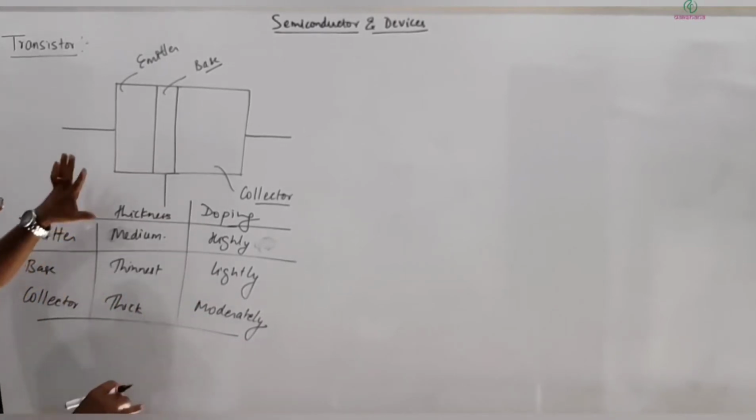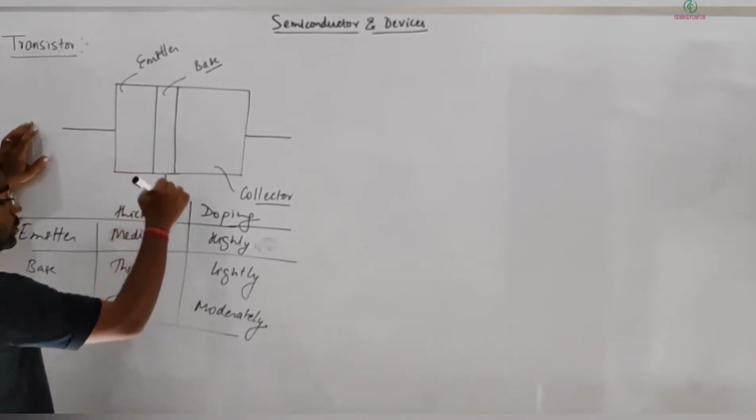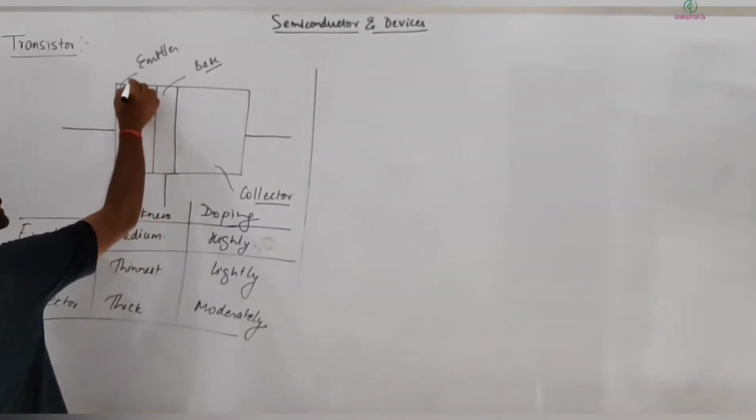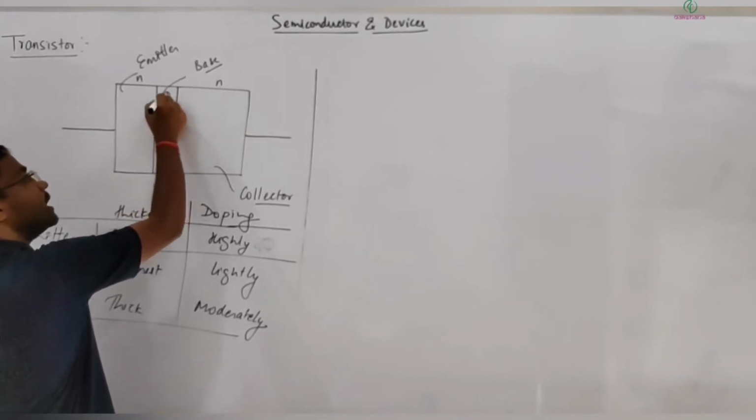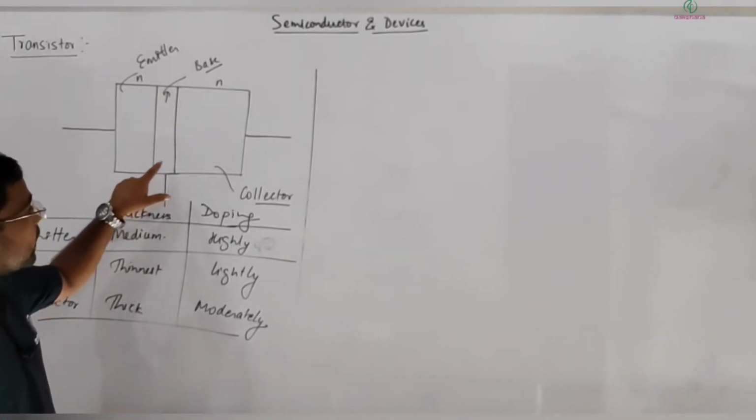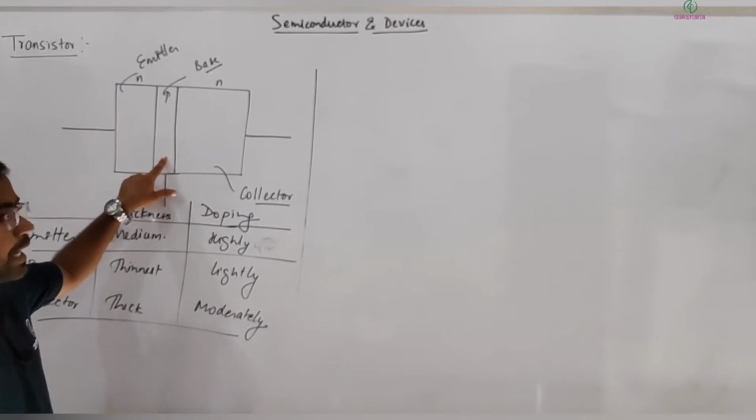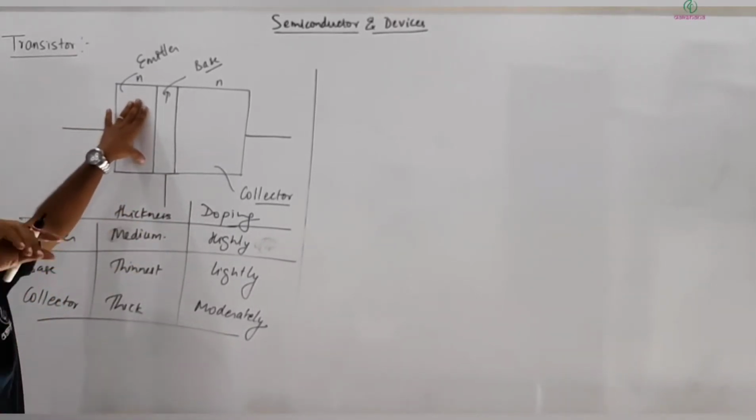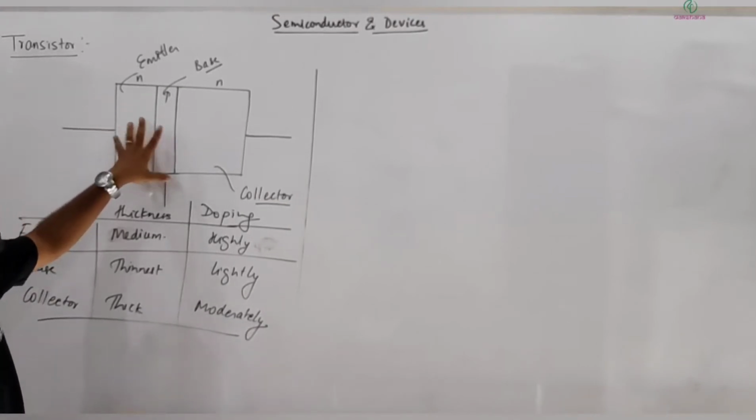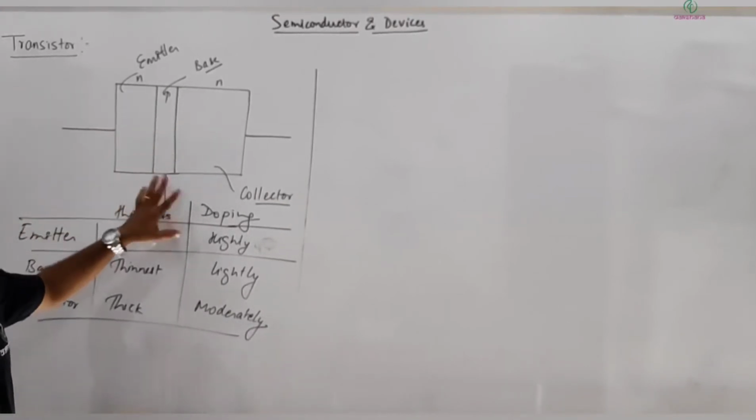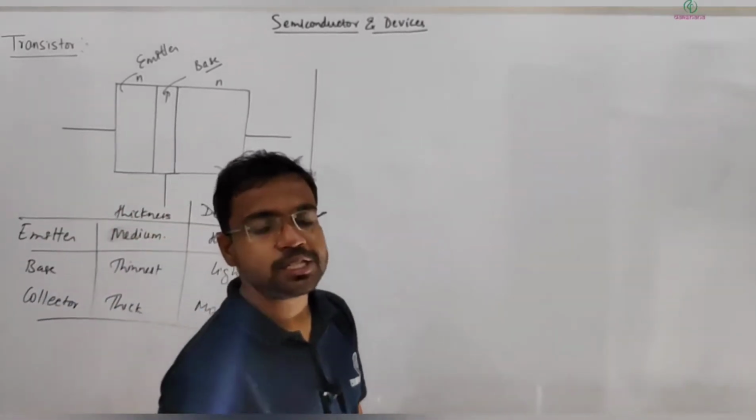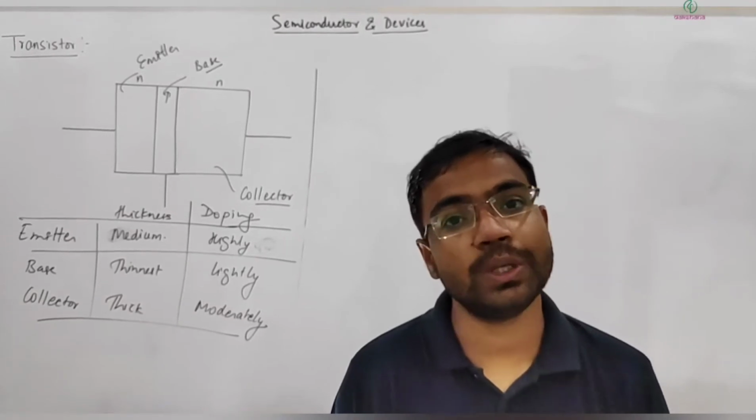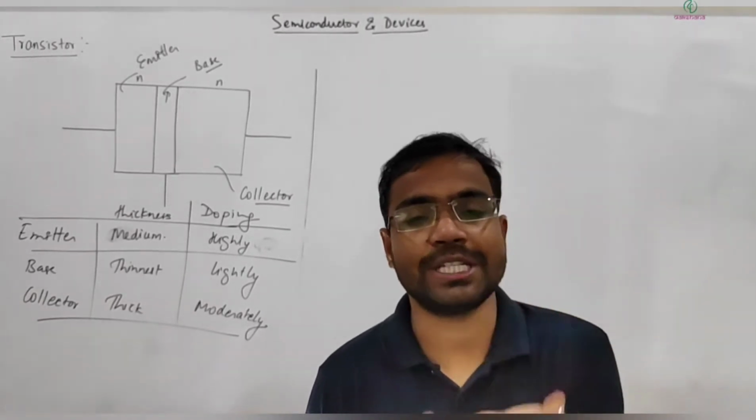Now see here, this is the emitter, which is highly doped. Depending on whether it is NPN, both of these two are N and the middle one is P, or the middle one is N. In the case of NPN, the emitter has the majority charge carrier, that is electrons. In all cases, whether it's a PNP or NPN transistor, the emitter is highly doped, so it is the supplier of charge carriers.